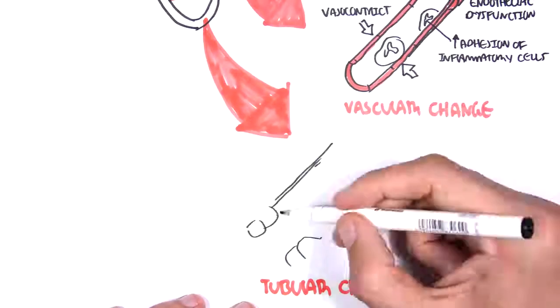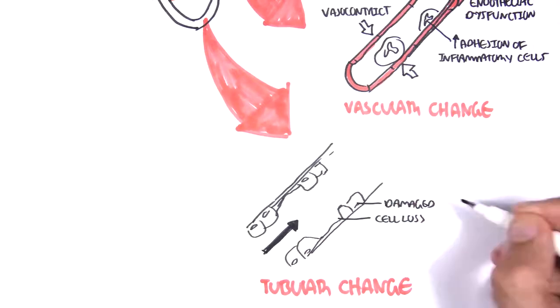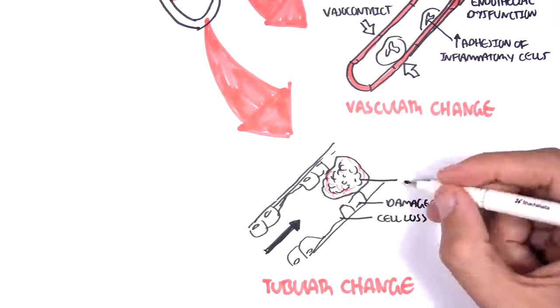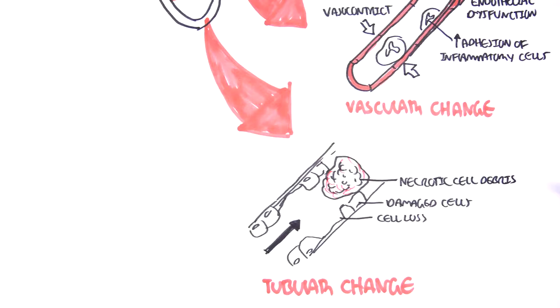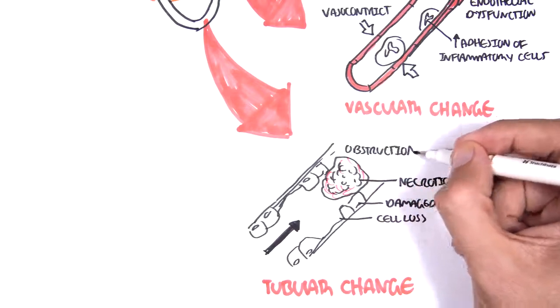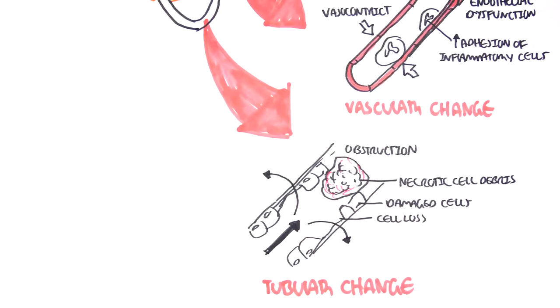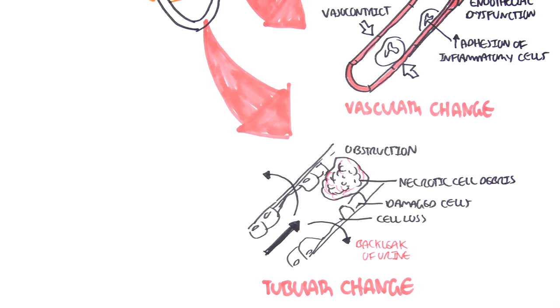The second change we see is tubular changes. So in tubular change, for example, here is within the tube of the nephron. The filtrate normally goes this way, and we now see cell loss. We see damaged cells, and this can be due to necrosis, or it can later cause apoptosis. So now these can form necrotic bodies, which will literally cause an obstruction in the tube, and as a result, the filtrate will backleak. The urine will backleak, and this can lead to other complications. So these are the two main changes that cause a decrease in GFR in intrarenal failure.